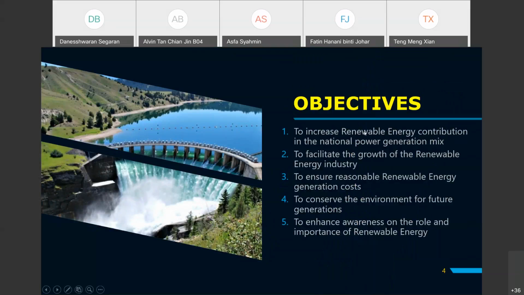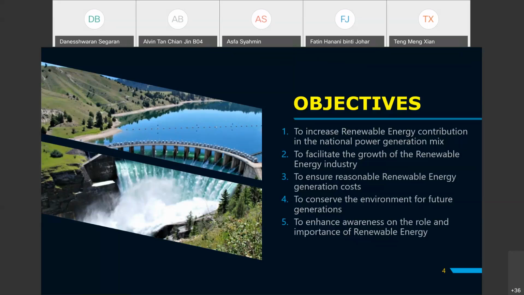The first objective of energy policy is to increase the renewable energy contribution in the national power generation mix. The national power generation mix is the combination of various fuels to generate electricity. The second objective is to facilitate the growth of the renewable energy industry. The third objective is to ensure reasonable renewable energy generation costs. These costs can be saved whereby the policy setting has the rights in the grid system, and they can also subsidize them.